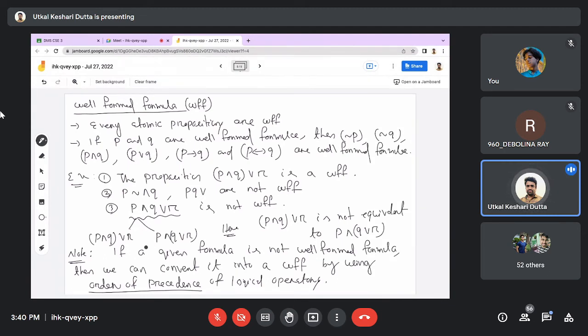If no bracket is there and you are making it into a well-formed formula, which part do you take the bracket on? Use the order of precedence. Two connectives, conjunction and disjunction. Conjunction comes first, so take the bracket on the conjunction: P conjunction Q, take the bracket. Using the order of precedence, you can make it a well-formed formula. Understood or in doubt?